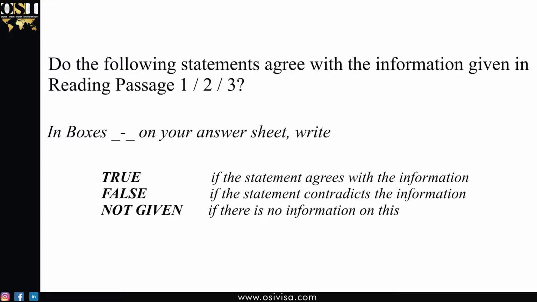True, it says, if the statement agrees with the information; false, if it contradicts; and not given if there is no information on this. So like I said before, false and not given are going to be the most confusing ones.